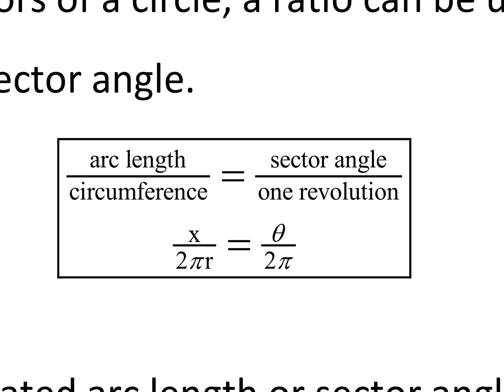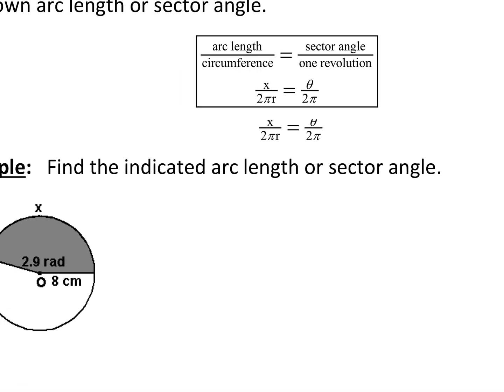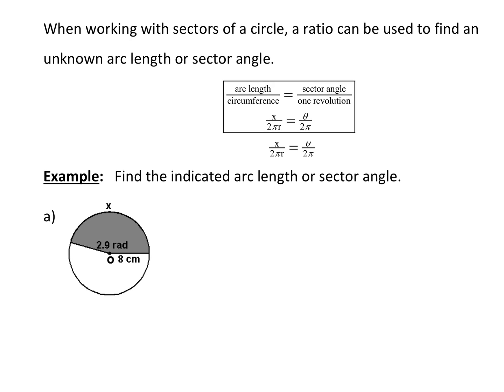So really, this is the golden ticket, despite the fact that I cut theta off, but that's the golden ticket. That's what we're going to use to solve this question. X over 2 pi r equals theta over 2 pi. So, in a question like this, we should know 3 of these things, or all but one thing, and trying to figure out the last thing.